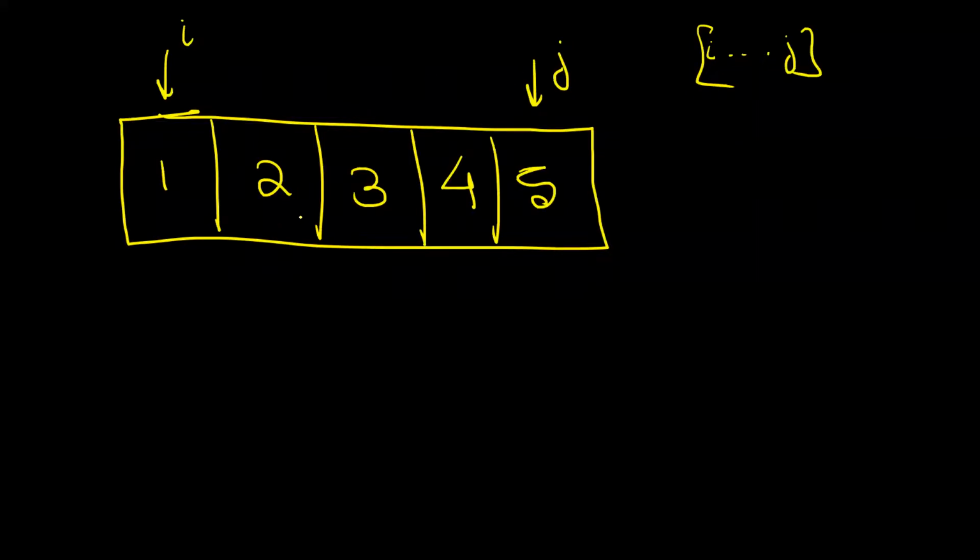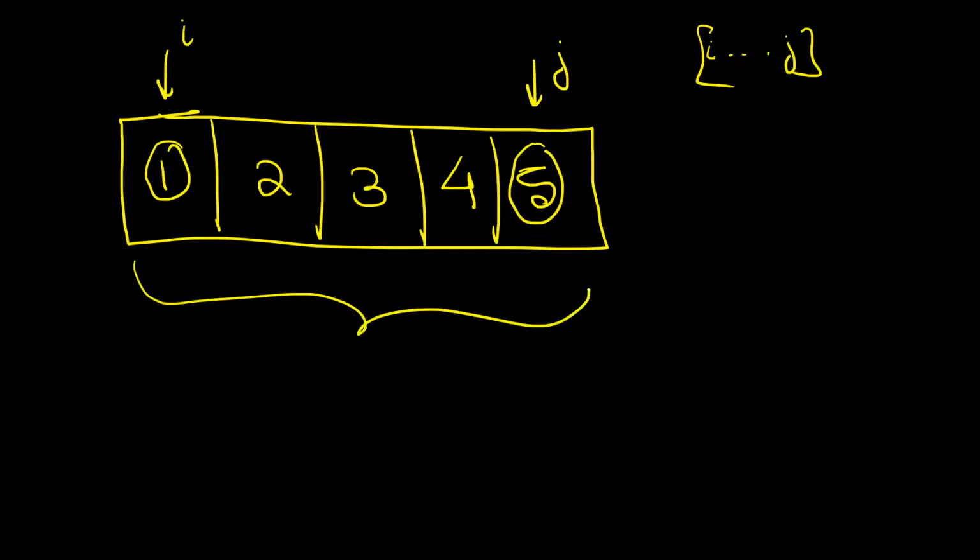If I is less than j, what I will do is swap ARR of I with ARR of j. I say, hey, you want to reverse this entire array, right? So swap ARR of I with ARR of j, swap these two elements. And then I say, boss, now can you reverse this smaller part of the array from index I plus 1 till index j minus 1 for me?